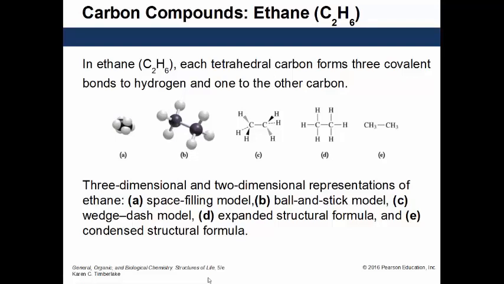So you have 3 covalent bonds to hydrogen from each carbon, and then the carbons are bonded together. The wedge and dash model. The structural or expanded structural formula. Again, 3 hydrogens, and then the 2 carbons bonded together, and then the condensed structural formula. And all 5 represent exactly the same thing, just in different representations.